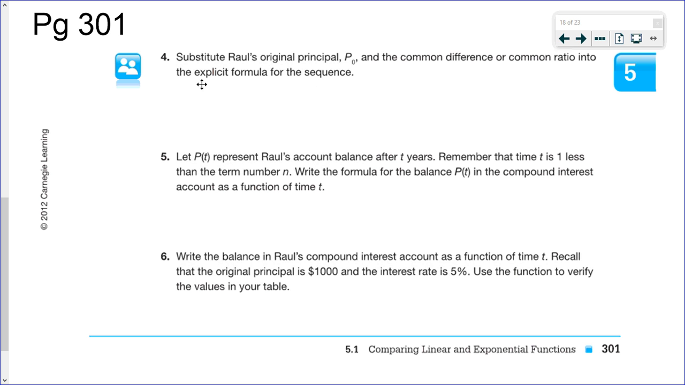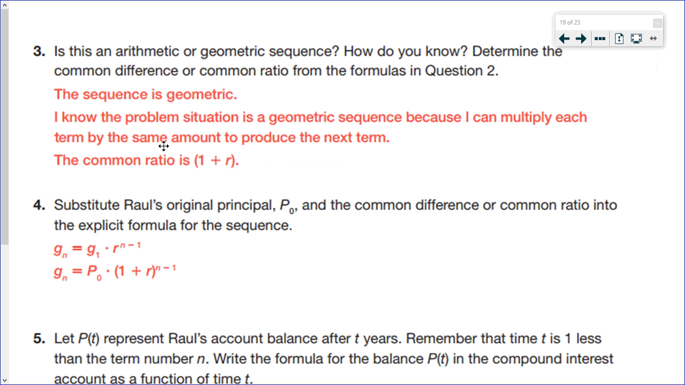So we know our explicit formula for a geometric sequence is Gn equals G1 times R to the n minus 1 power. That's what we're going to do here, substitute it in. We're plugging in what we know. Gn stays the same. P0 is our principal amount that we start with, and that's getting times our ratio, which is 1 plus R, where R is our rate, to the power of n minus 1.